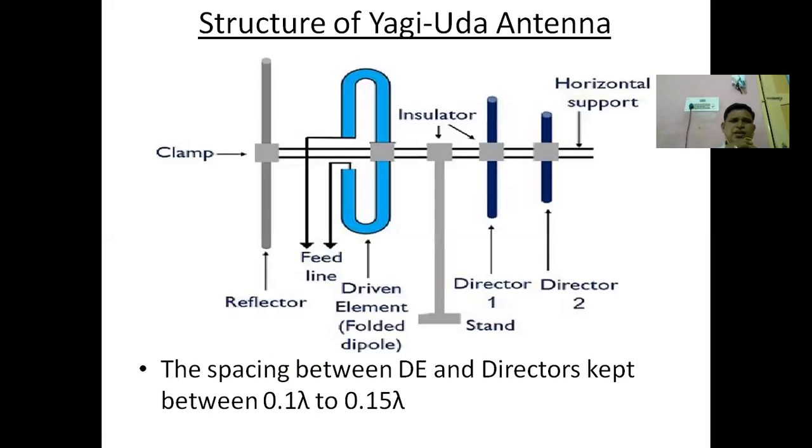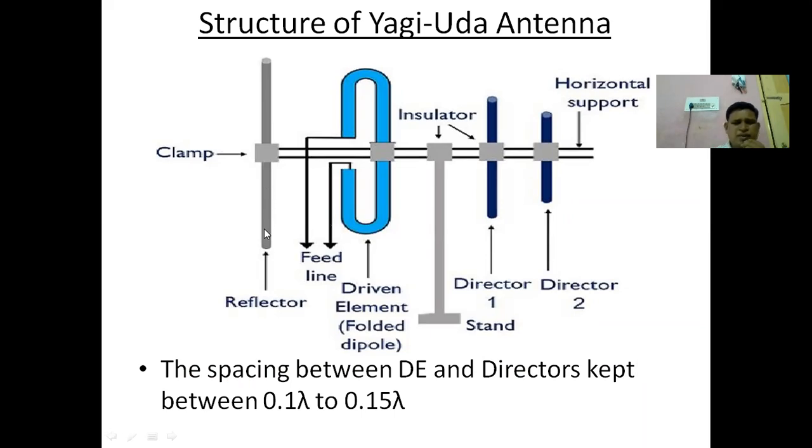Now, the structure of the Yagi-Uda antenna. How is the Yagi-Uda antenna built? Earlier we have seen that three elements are placed parallel and close to each other. Here, there is one supporting rod, and to that rod, using clamps, we arrange these antenna elements.